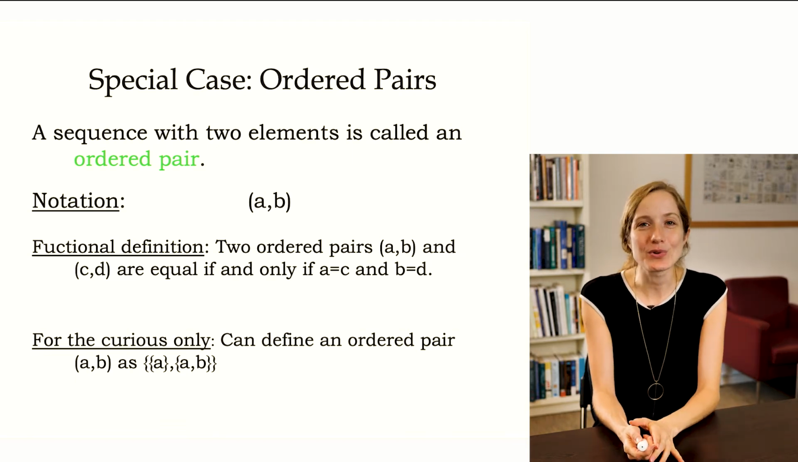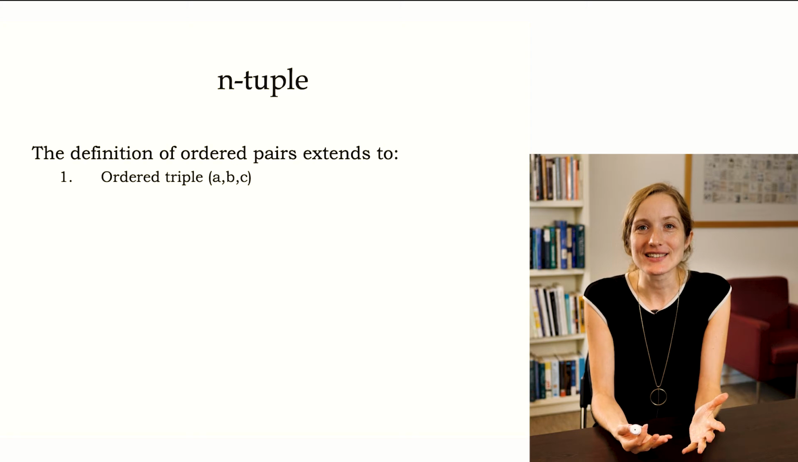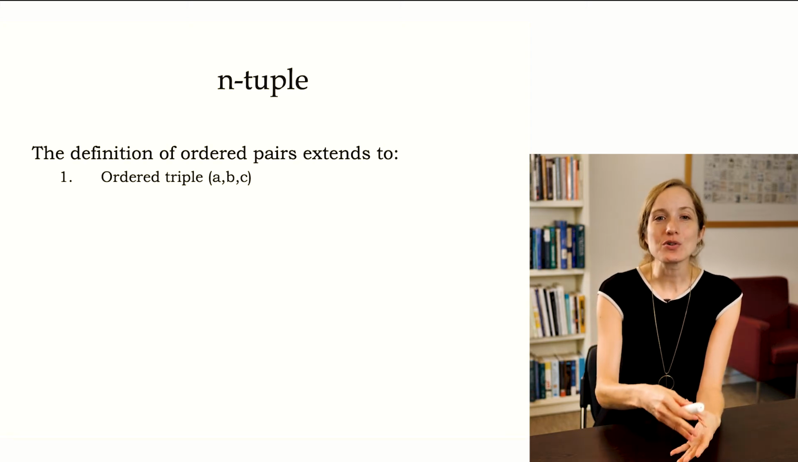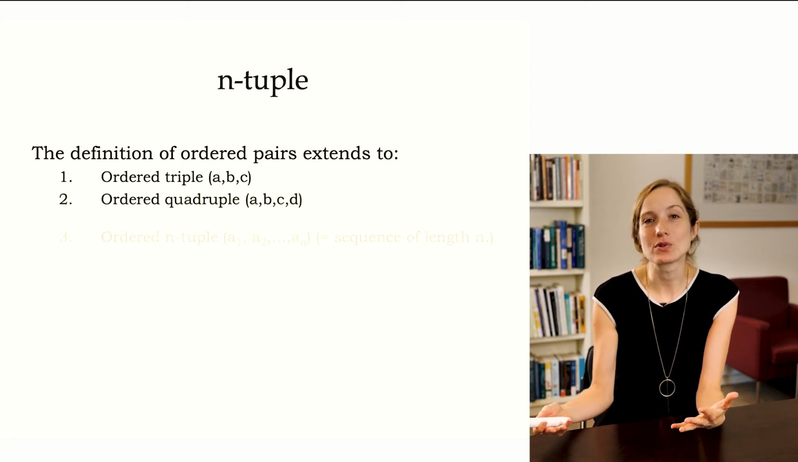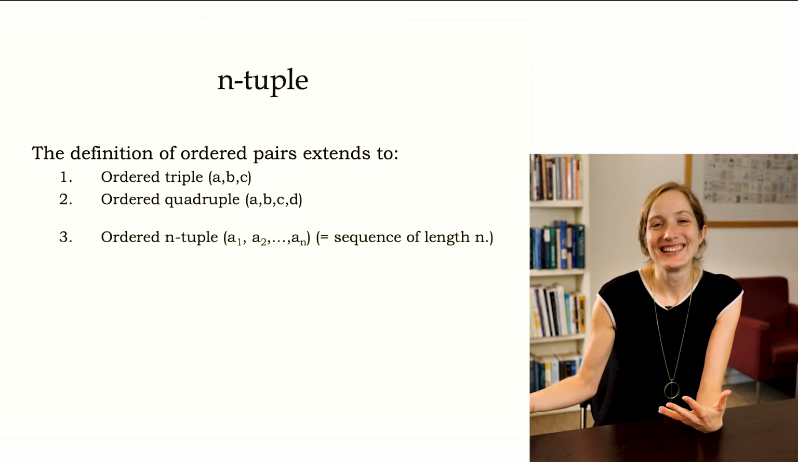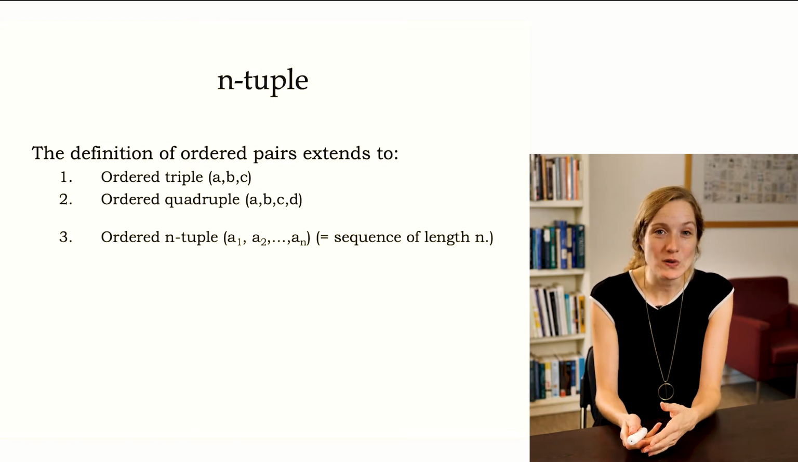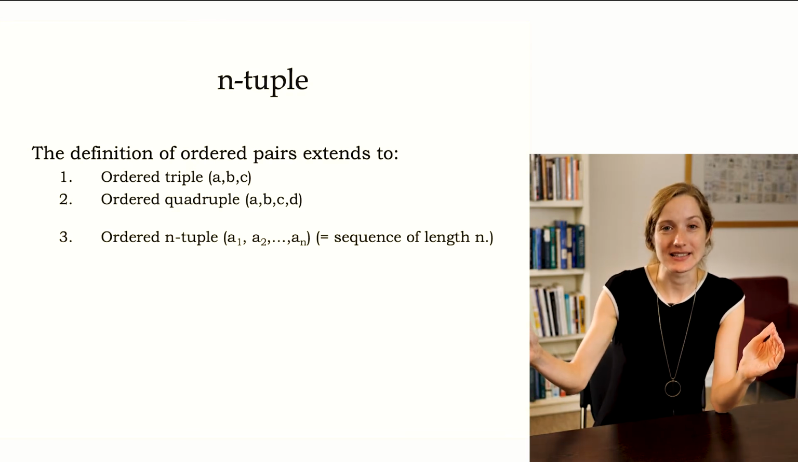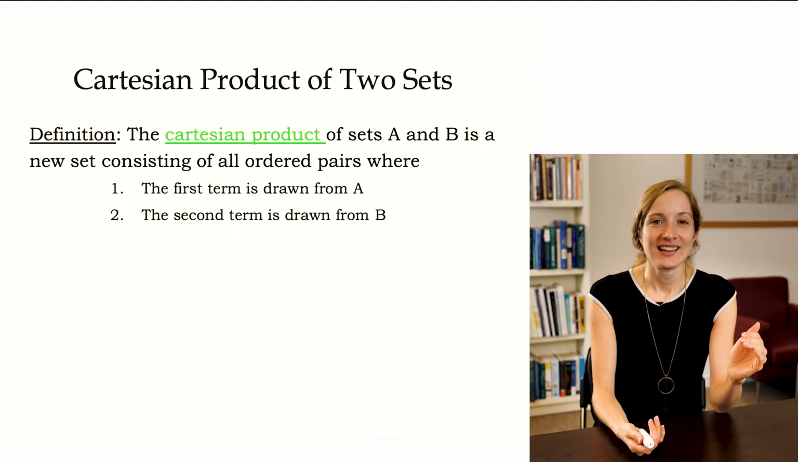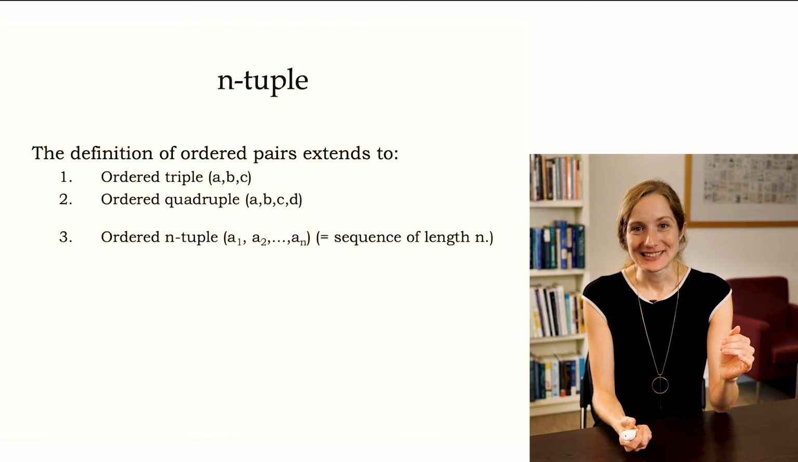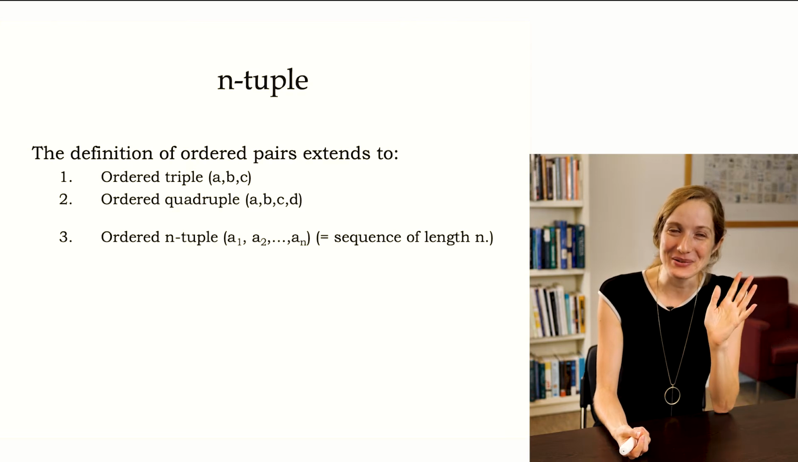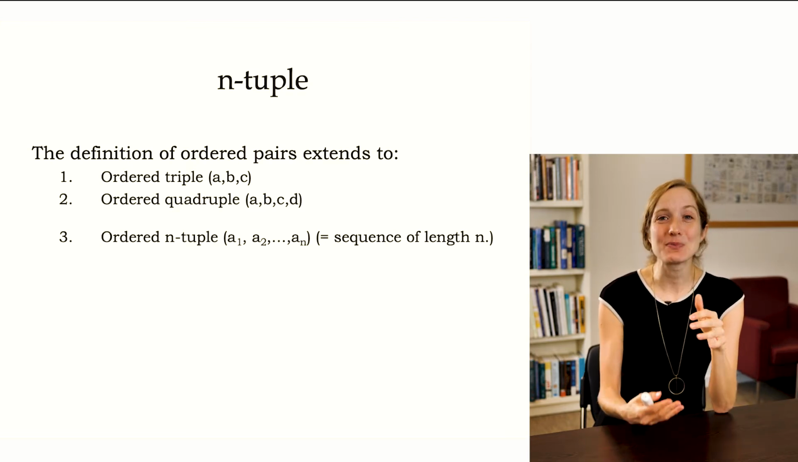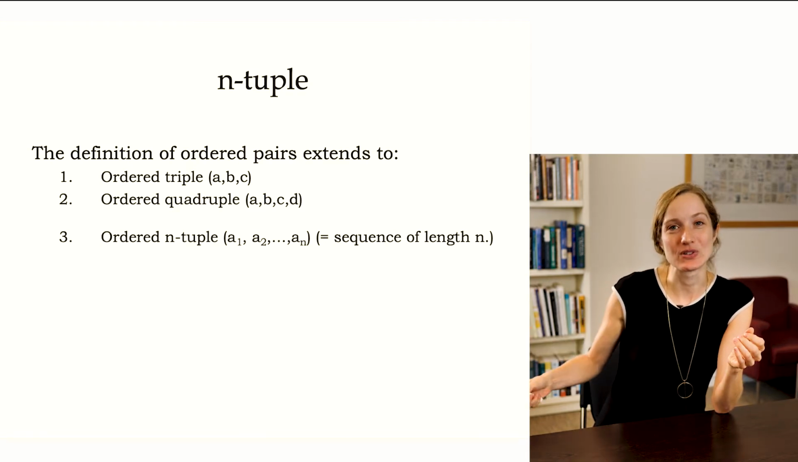Okay, so this was ordered pairs. And of course, it doesn't stop there. In general, you can extend this to define ordered triples, ordered quadruples, it keeps going, to ordered n-tuples. So here I've got n elements in the sequence. And in fact, it doesn't necessarily stop there. This also we'll mostly talk about next semester, but you can even consider infinite sequences.